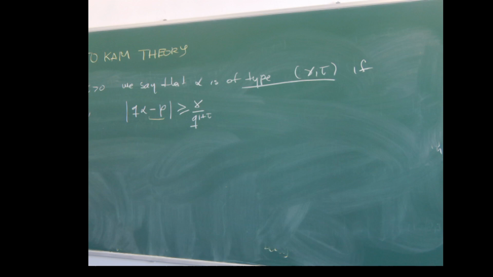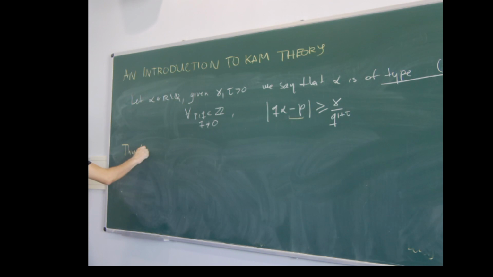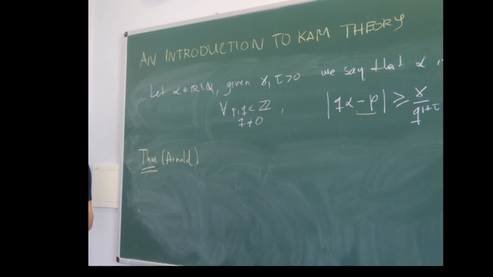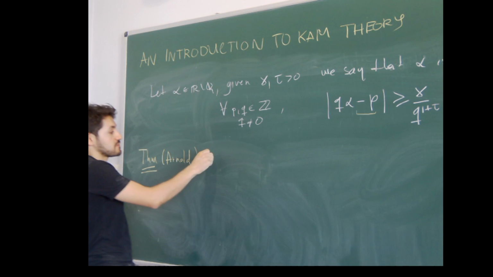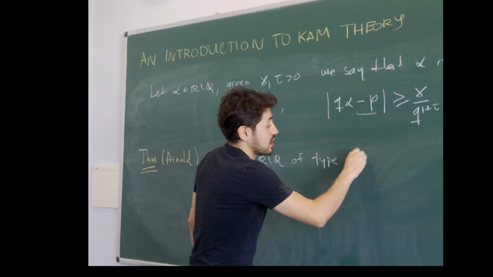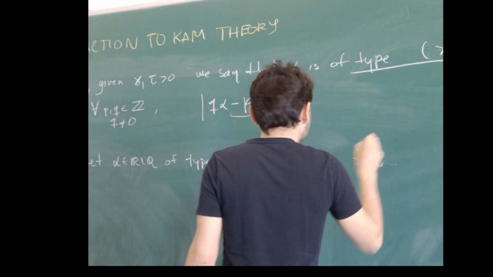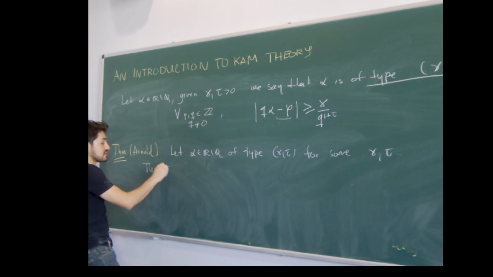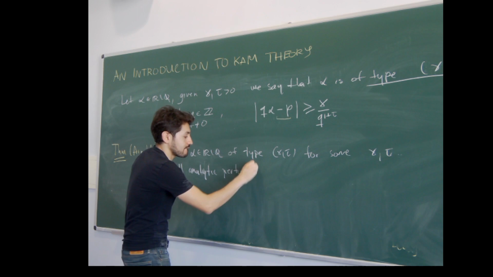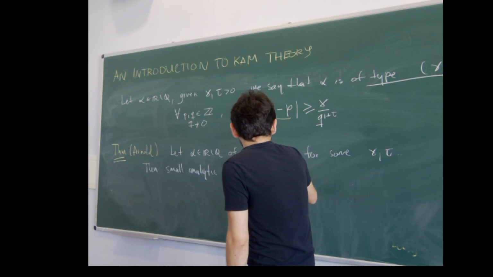So what is the Arnold theorem of linearization? I will not state it formally because I will start with it next time, but just the intuitive idea. If I start with some alpha of type gamma tau for some gamma tau, then small analytic perturbations, let me call the perturbation, so I take a perturbation of this particular rotation.